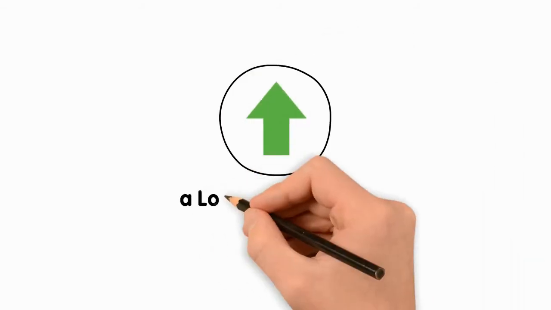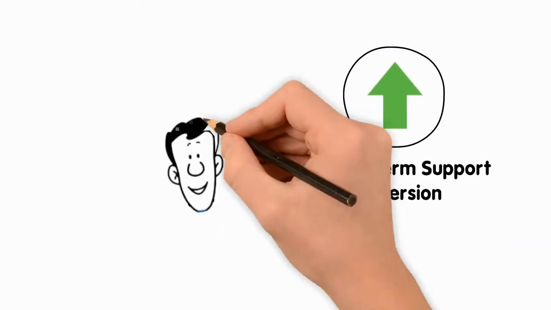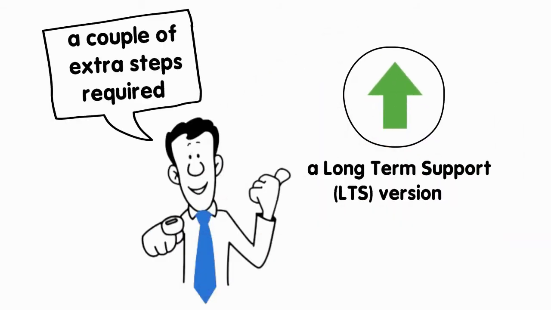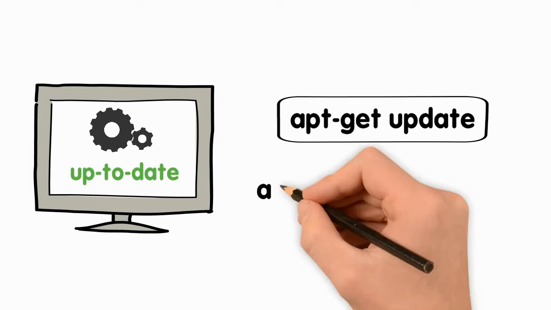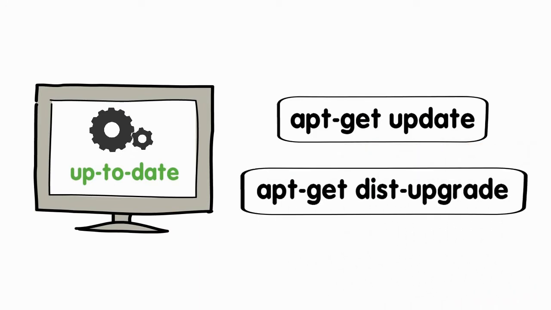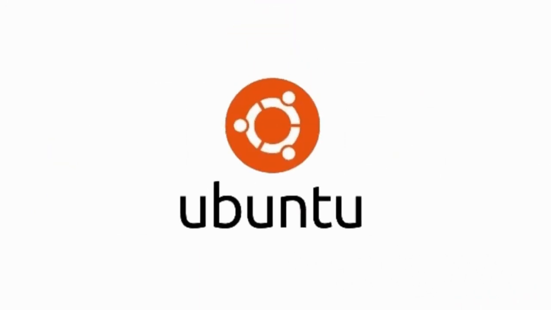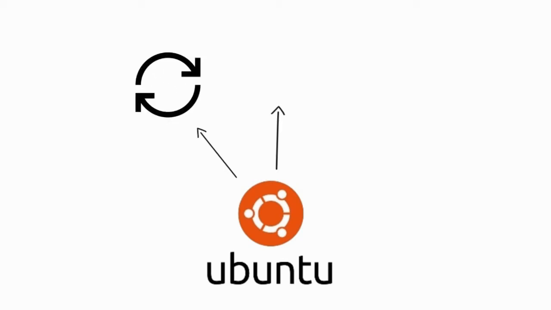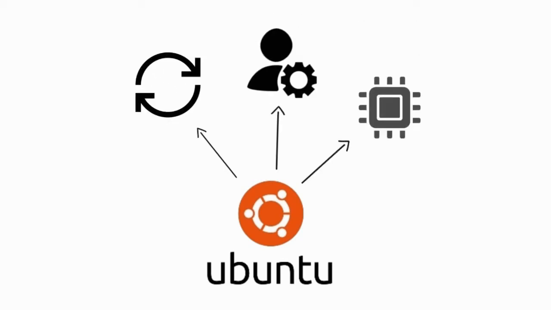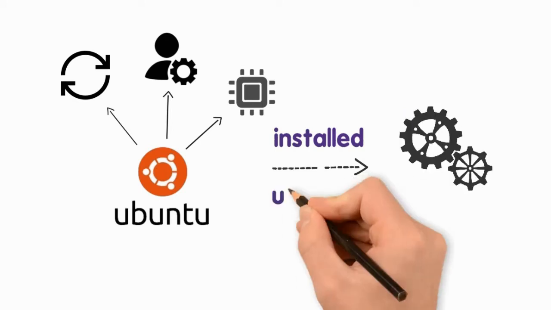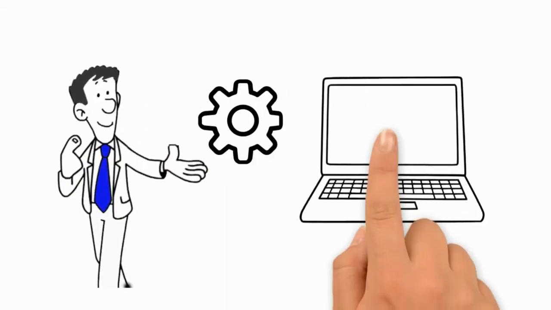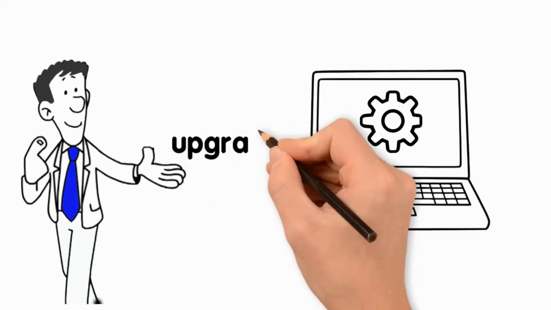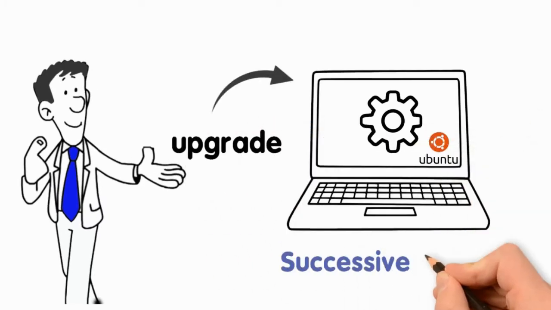If you need to upgrade from a long-term support LTS version, there are a couple of extra steps required. As usual, make sure the system is up to date by using both apt-get update and apt-get dist-upgrade commands. Ubuntu Update Manager Core package should also be installed, which is used to upgrade the core Ubuntu files as well. Once the package is installed, configure the release upgrade file to make sure Ubuntu is upgraded to the next successive version.